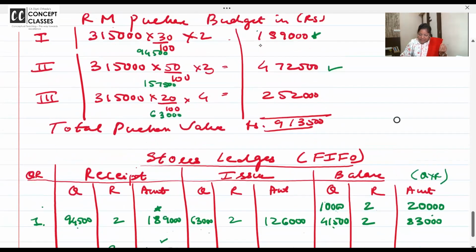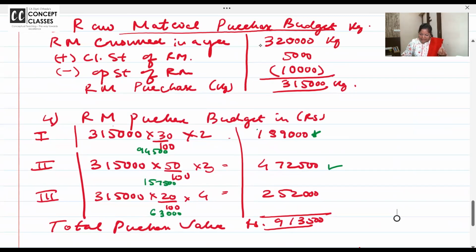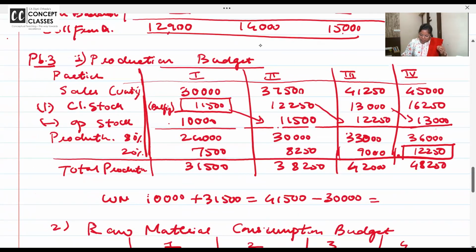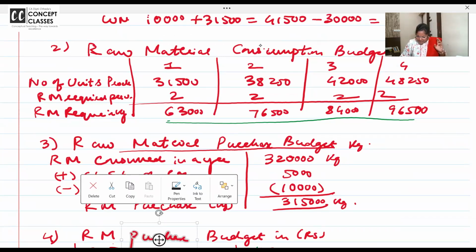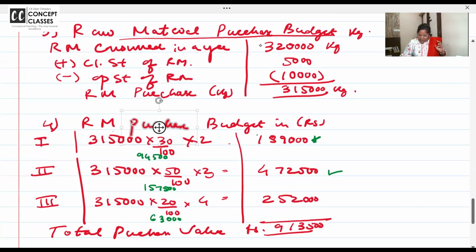Ma'am, issue का figure किधर से मिलेगा? From where you will get? Issue figure you will get from the raw material consumption. How many units are consumed, issued, usage? All three names same. Bye bye. How many units? 63,000. Okay, आ गया.